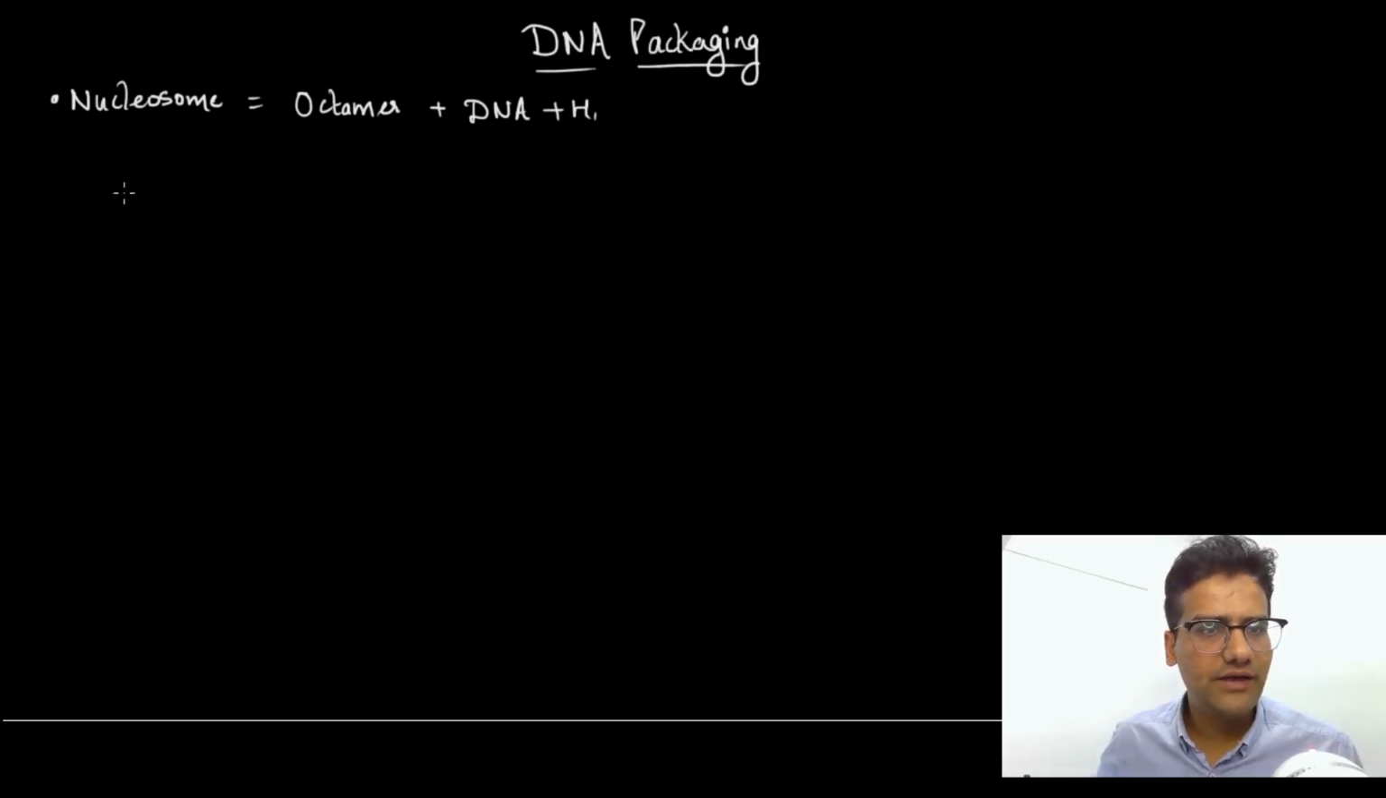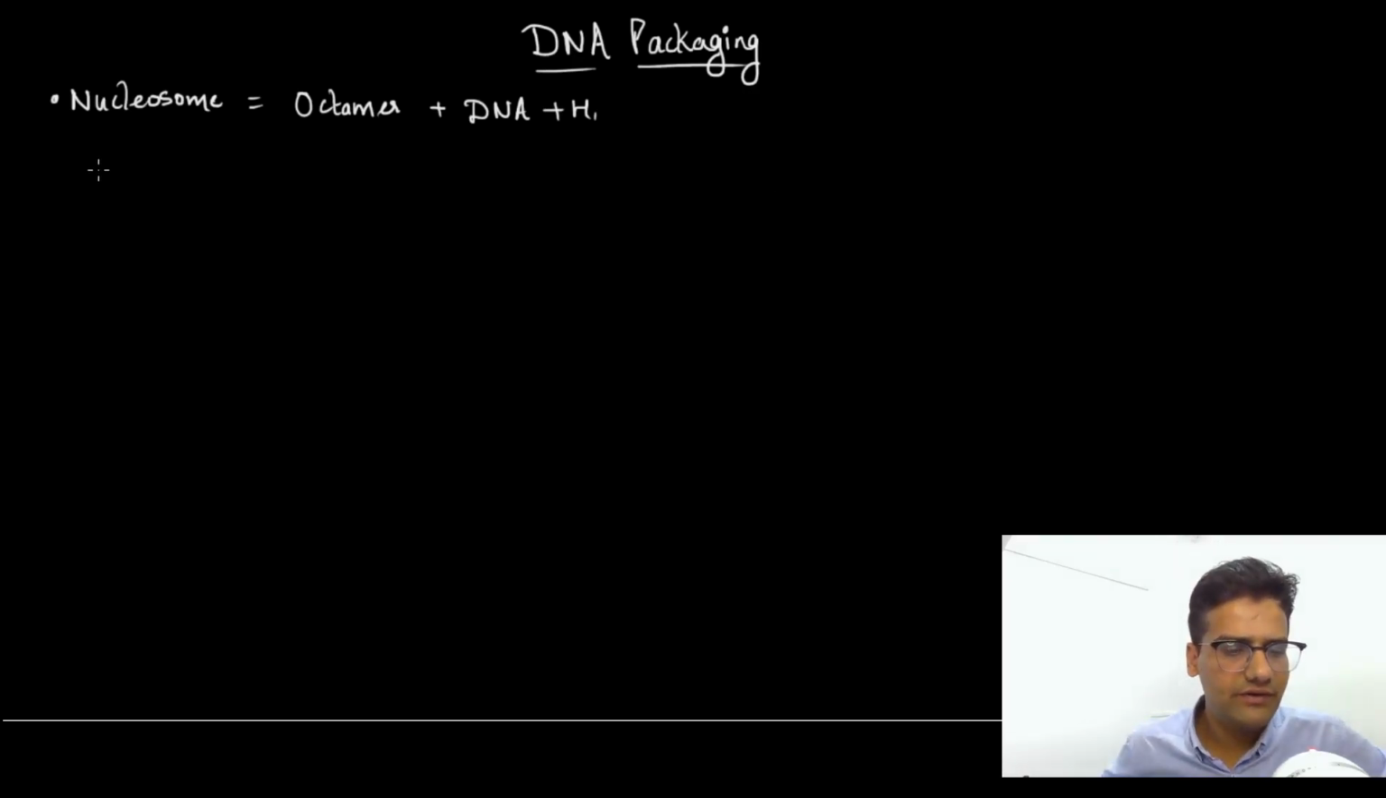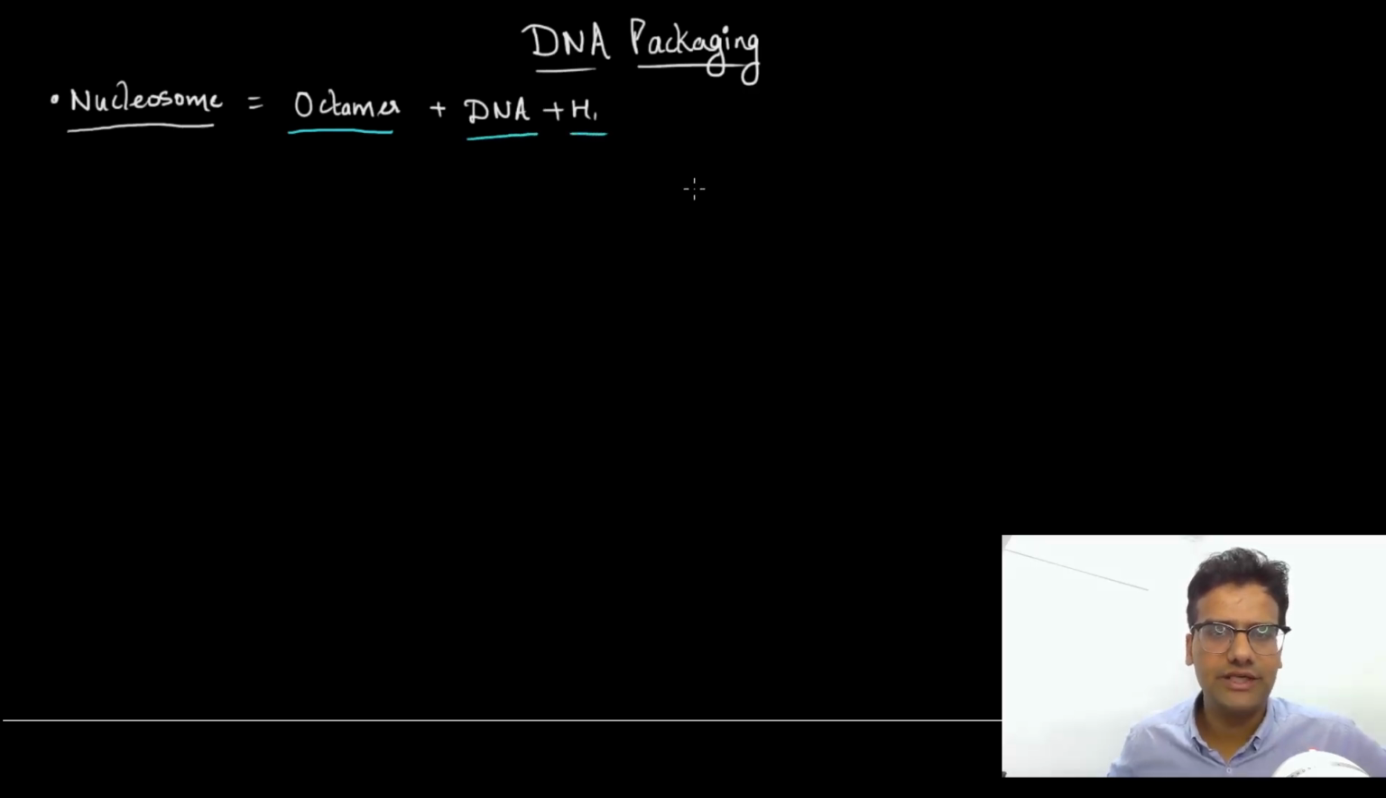In the last class of Molecular Basis of Inheritance, we studied about DNA packaging. If we talk about DNA packaging, we already know what a nucleosome is. A nucleosome basically consists of an octamer plus DNA plus H1 protein.